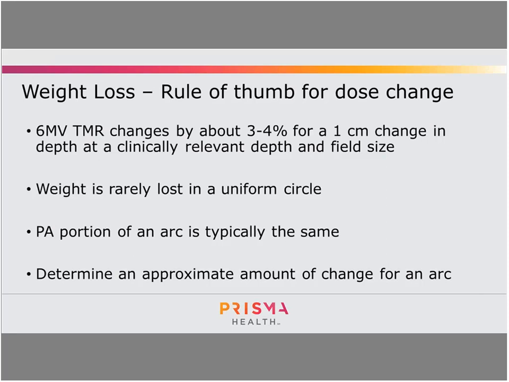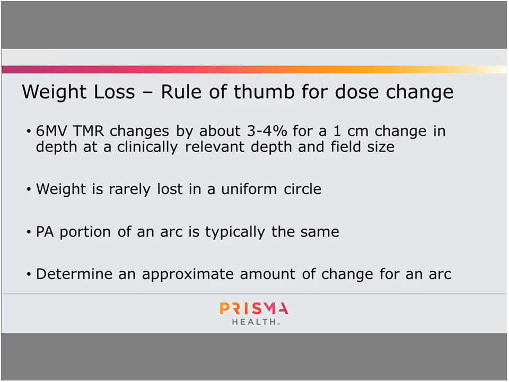But weight loss is rarely uniform. If you're looking at a patient, you might see that laterally they're a little smaller, but from the AP and PA it seems okay. And especially the PA portion of an arc, that's normally the patient's back. Sometimes they lose some weight in their shoulders, but it's rarely a uniform circle.